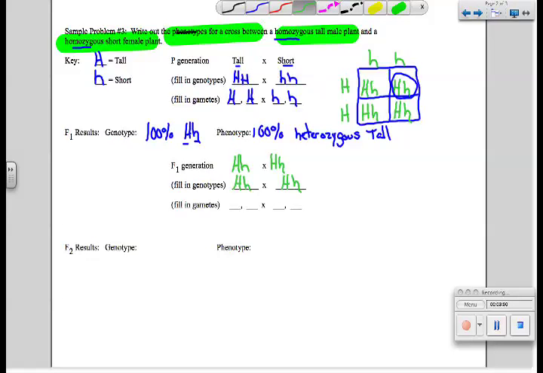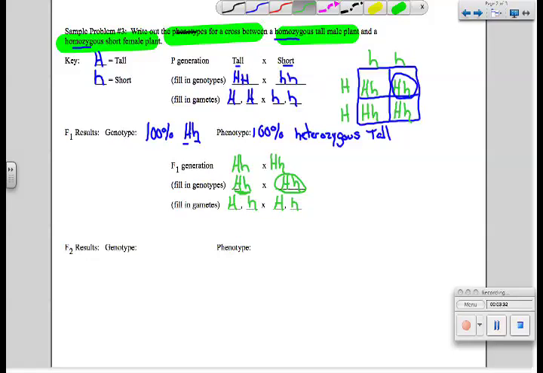Now I need to go ahead and separate out my alleles to make my gametes. Remember that in each egg or each sperm, I only want 1 copy of each trait. So I don't want both of these H's in an egg or a sperm. I only want 1, and that's accomplished through meiosis. So this sperm could have a capital H, or it could have a lowercase h. Those are the 2 options. When this parent here makes eggs, the eggs could either have a capital H or a lowercase h. Those are my 2 options.